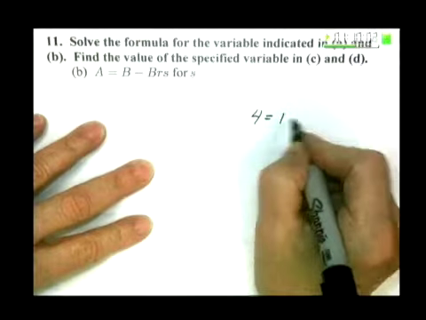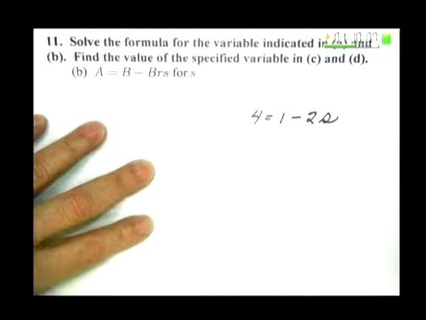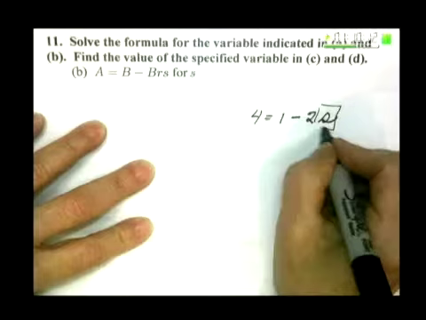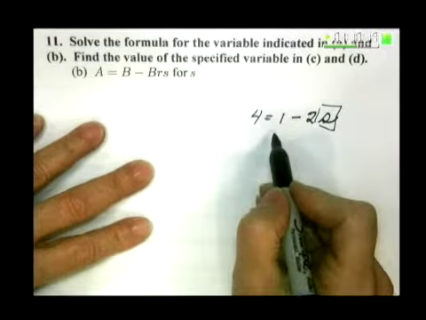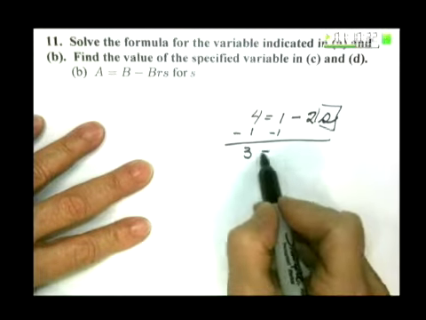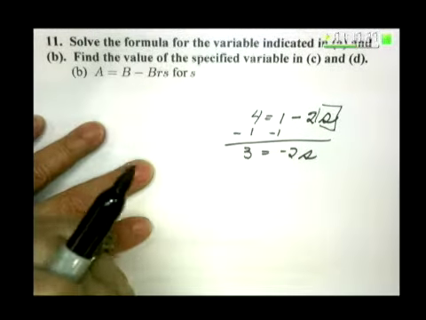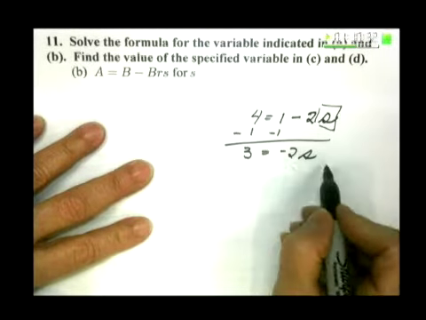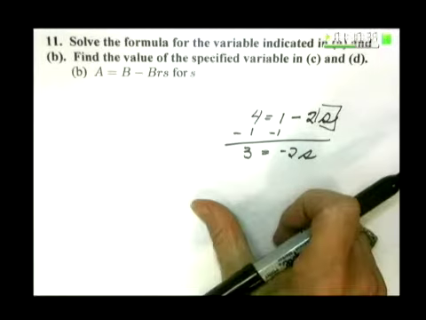If I have 4 is equal to 1 minus 2s, and I'm solving for the variable s, it would be fairly easy. What I could do is first subtract 1 from both sides of my equation, and I get 3 is equal to negative 2s. What I'm trying to do is get my variable s by itself. Now I have a negative 2s. Negative 2s means negative 2 times s.